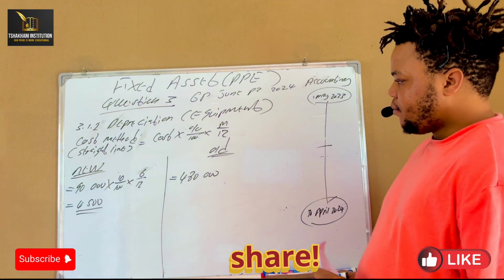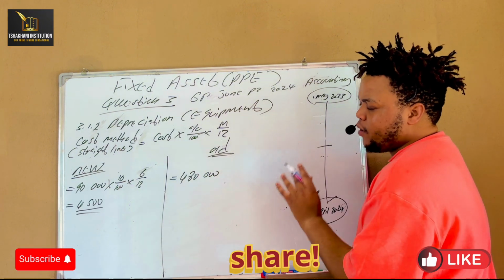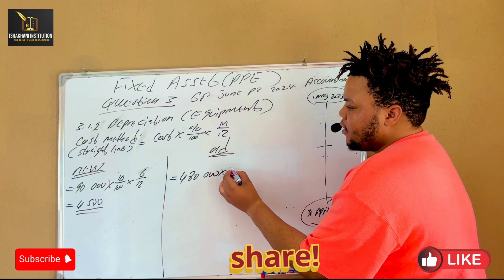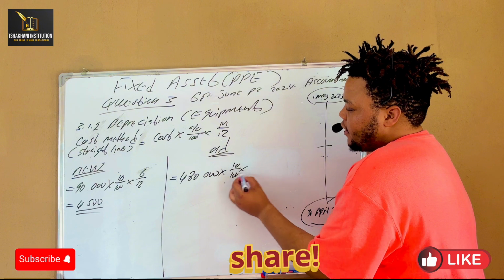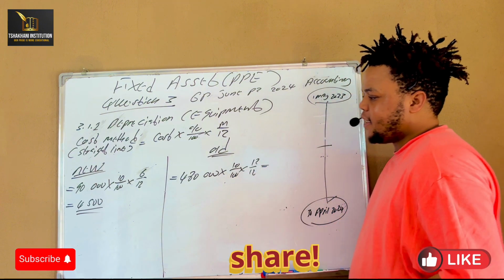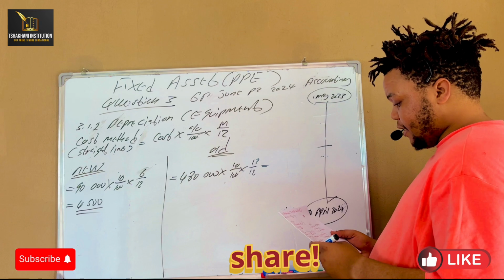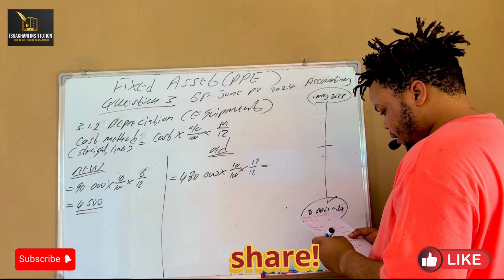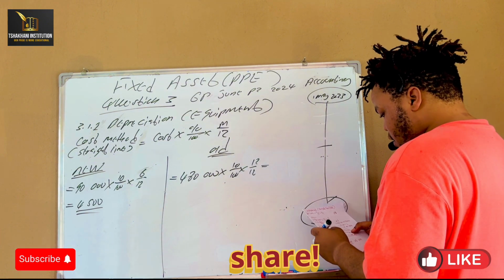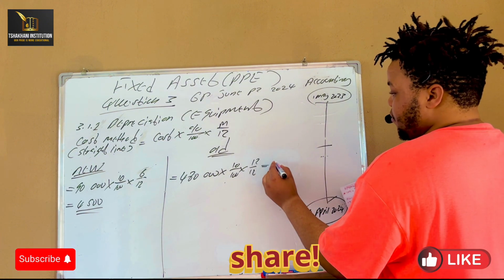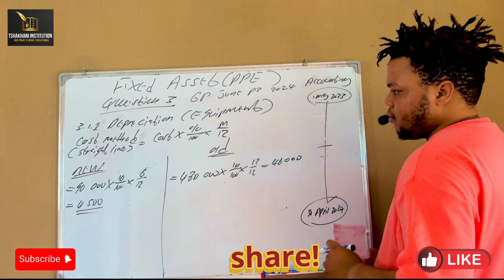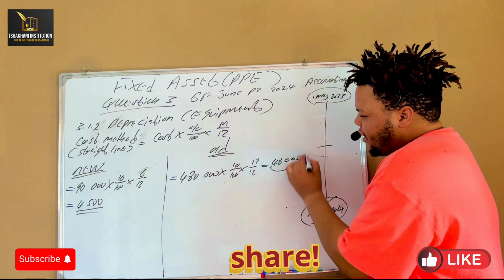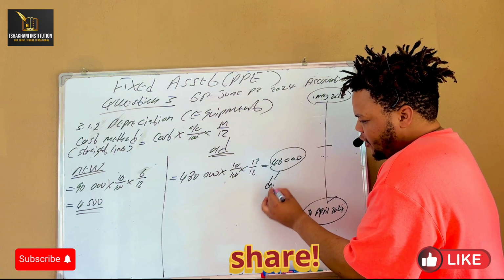And then if you have to calculate, look at this information, meaning that we are going to say 480,000 multiplied by 10 over 100 multiplied by 12 over 12. Let's get the answer on that. If you get the answer on this old one, you are going to get 48,000. Are we all together? You are going to get the 48,000, which is the depreciation for the current year.